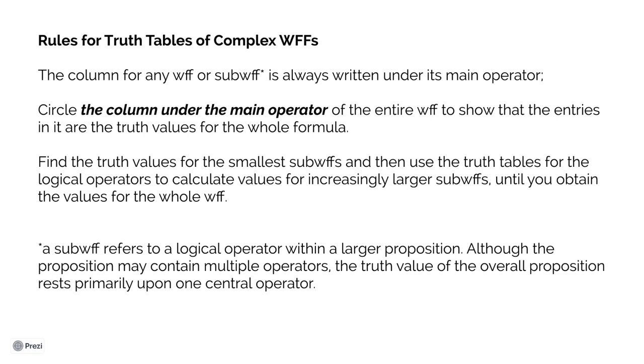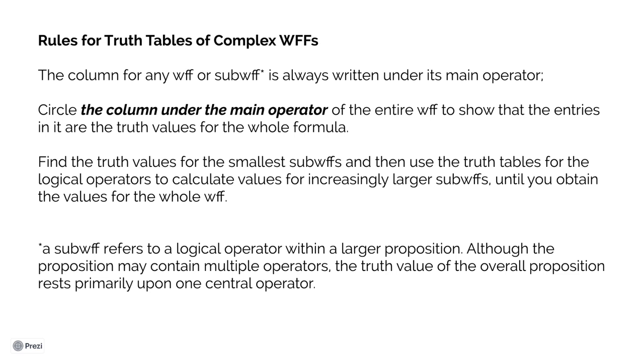So here are some general rules for approaching truth tables which contain complex well-formed formulas. First, the column for any well-formed formula or sub-well-formed formula is always written under its main operator. So anytime we have a proposition built around an operator, we write the truth value beneath the operator, the or, rather than beneath one of the simple propositions, P or Q, so that we don't confuse ourselves. Because the more we have going on, the easier it will be to get confused.